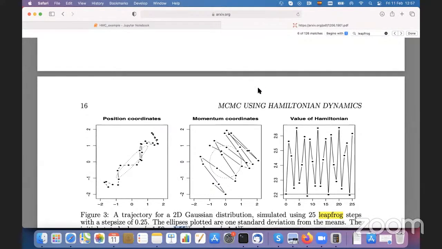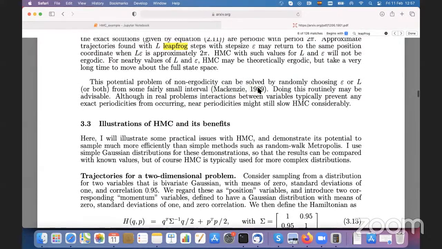I have a question about this method, in the sense that it seems that the mass and the length of the step are more or less arbitrary. So how would we choose them in practice? Yeah, in practice, this is a good question.